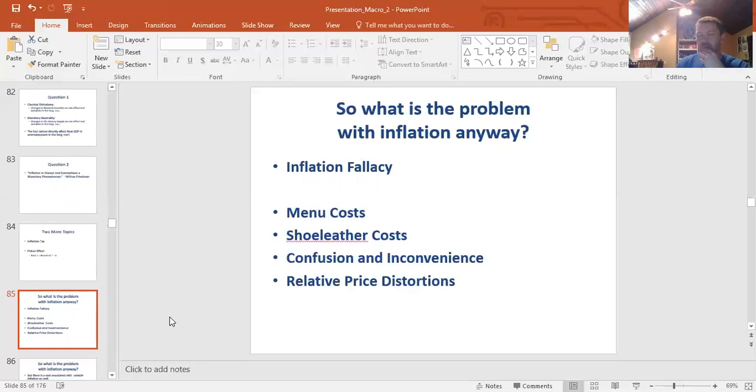First and foremost, we have this concept called the inflation fallacy. The inflation fallacy is the idea that inflation is bad because it makes stuff more expensive. Just think about that. The inflation fallacy is the idea that inflation's bad because it makes stuff more expensive.